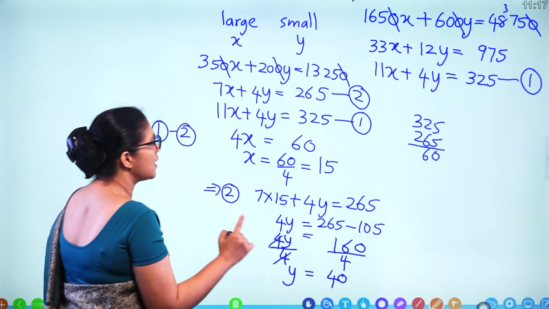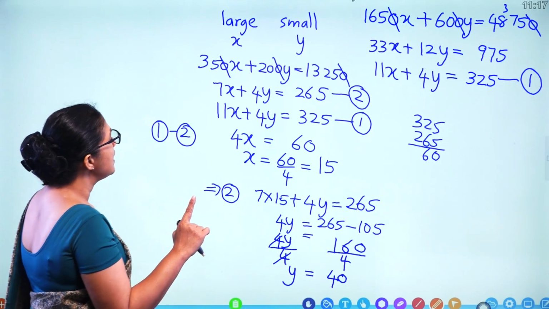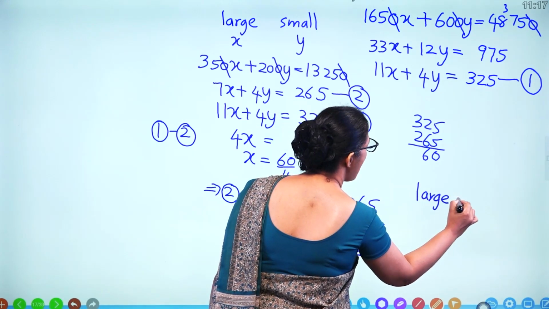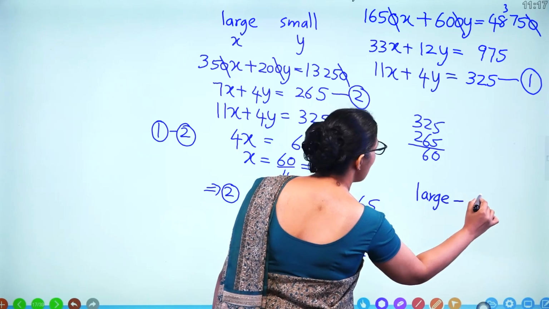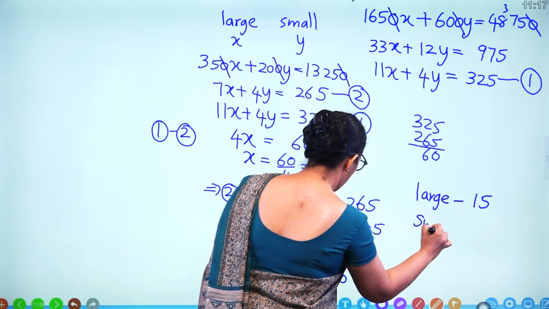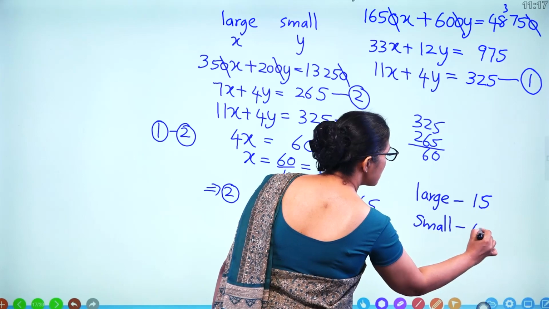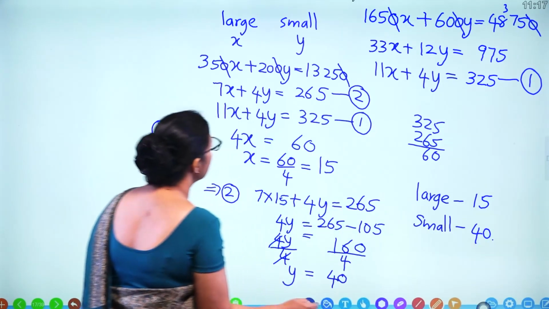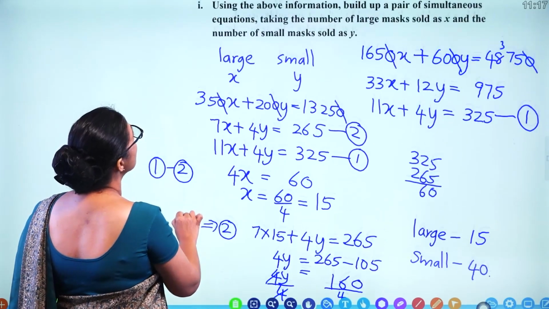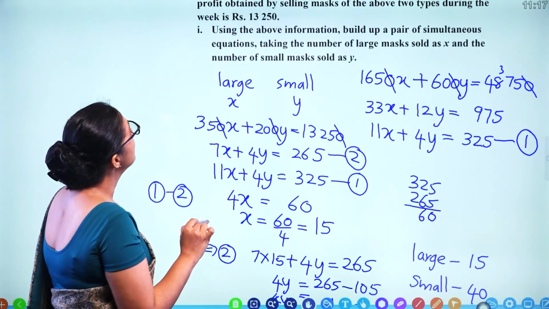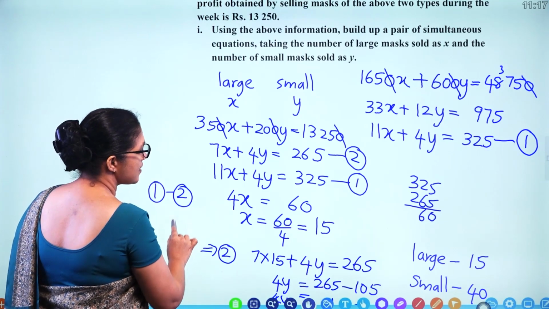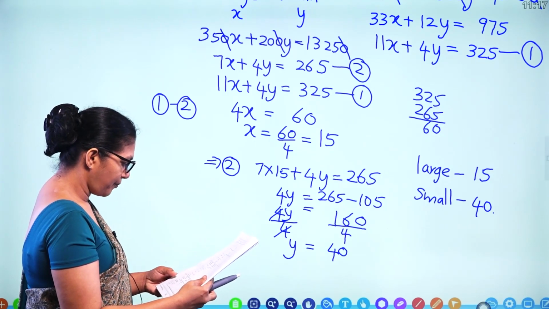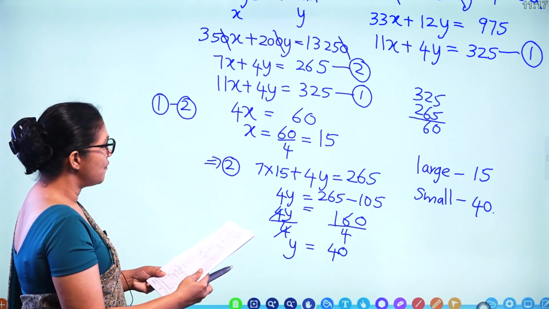So 40. So how many large masks sold? Large ones, x means 15, and small ones 40. So that's the answer for the first part, the answer for x and y. So we'll give marks now. So you get 15 and 40.